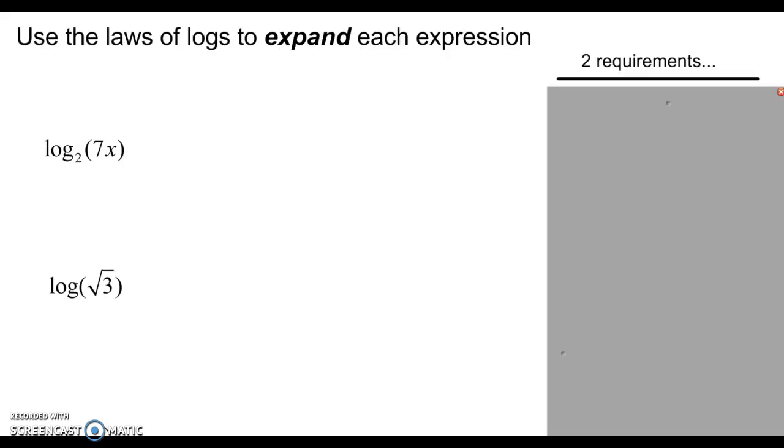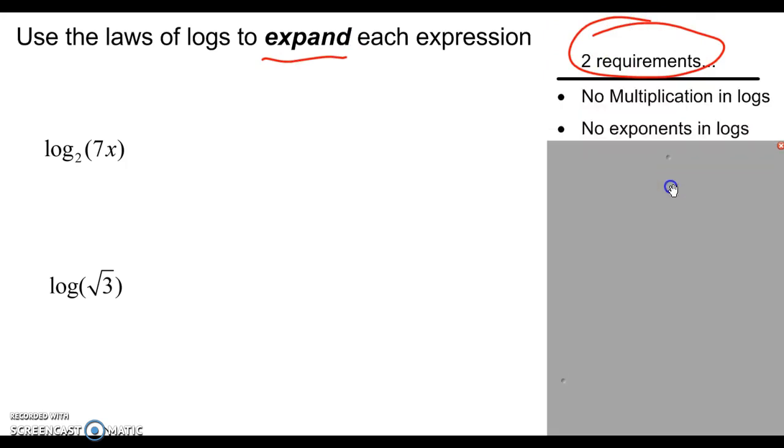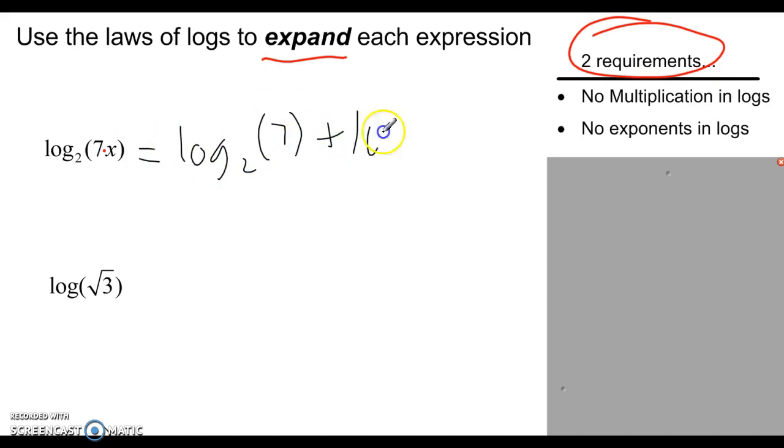So now I'm going to use the laws of logarithms to expand the expression. There are two requirements. If you are going to expand an expression, these two things must be true. There should be no multiplication inside of the logarithms, and there should be no exponents in the logs. So right now this expression is not fully expanded because there is multiplication inside of that log. So I'm going to break it apart. Log base 2 of 7 plus log base 2 of x. And so then we're done.